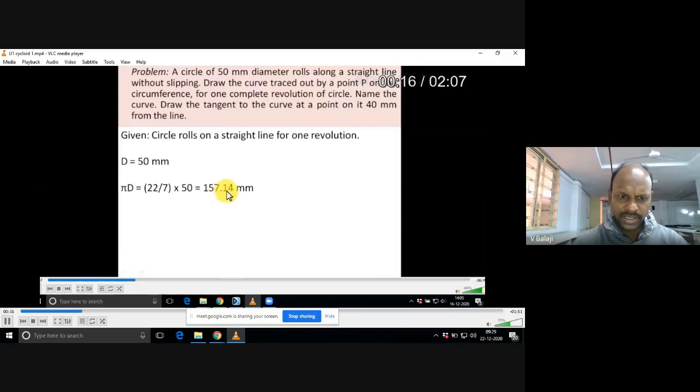Now, the important data here, simple data. See, only the circle diameter is given in the problem, and it asks to draw one curve for one complete revolution. That is the only given data. You can note down roughly somewhere the given data like this. The circle rolls on a straight line for one complete revolution. That is the key note you need to write down. And the diameter is given as 50 mm. We calculate pi d. Why are we calculating the circumference?